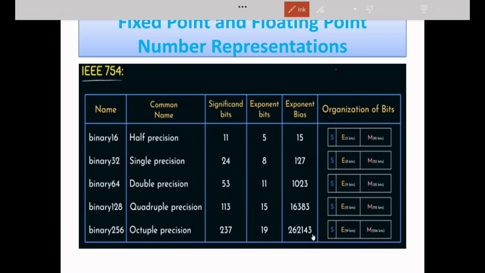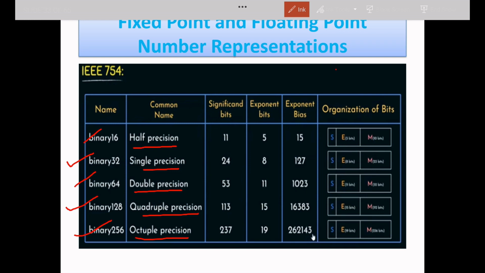Now here there are many different representations. Number first is the binary 16, this is the half precision. Second is the binary 32, this is the single precision. Third one is the binary 64, this is the double precision. Fourth one is the binary 128, this is a quadruple precision. And after then 256, this is the octuple precision.